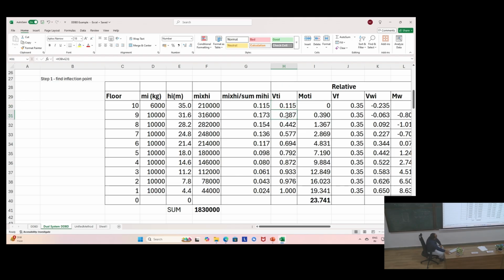Then for the next story, what you do is you add this plus this, because it's relative, right? And the check is, at the end, it has to be, so got to calculate VTi.